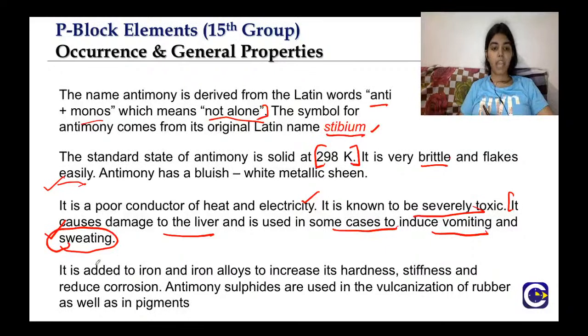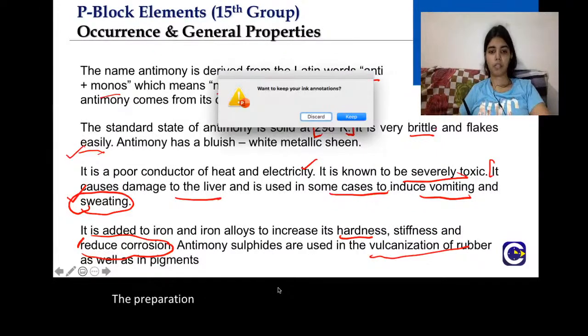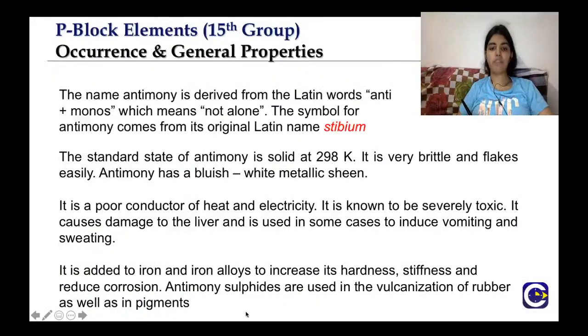It is added to iron and iron alloys to increase its hardness, right? So to particularly increase the hardness of iron, we can add antimony, and adding antimony will also reduce corrosion of iron. Antimony sulfides are also used in the vulcanization of rubber, that means basically the preparation of rubbers, as well as in pigments.